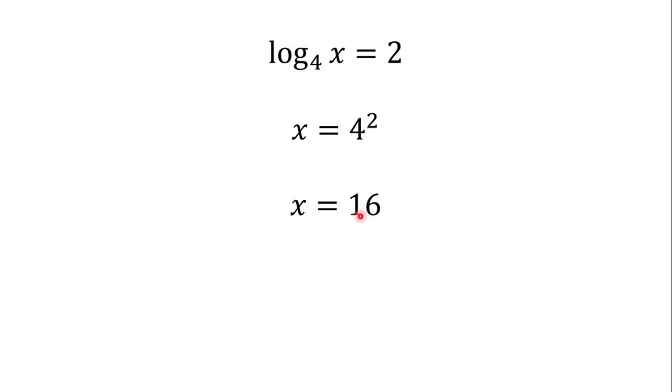Now let's look at the other one. Log of x to the base of 4 is equal to 2. That is the other value of y. So what is the value of x here? By applying the same idea, the same definition of logarithm, x is equal to 4 raised to the power 2. Now what is the actual value? x is equal to 16. So the values of x from the original equation are 2 and 16.